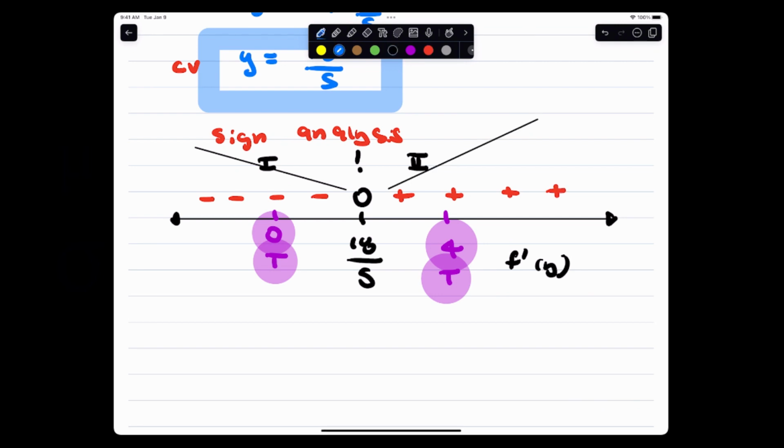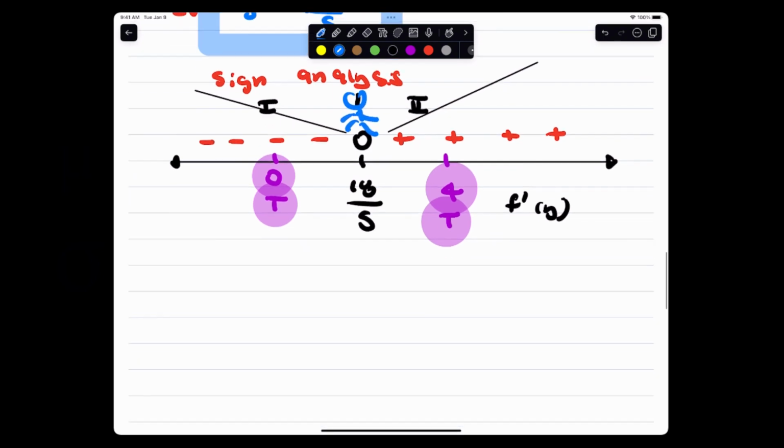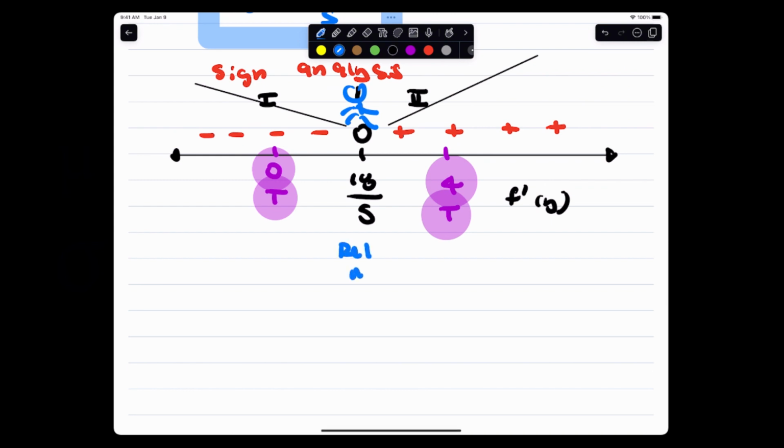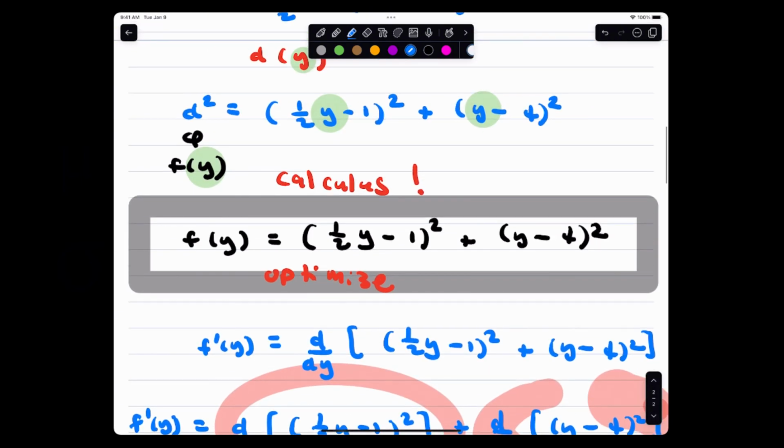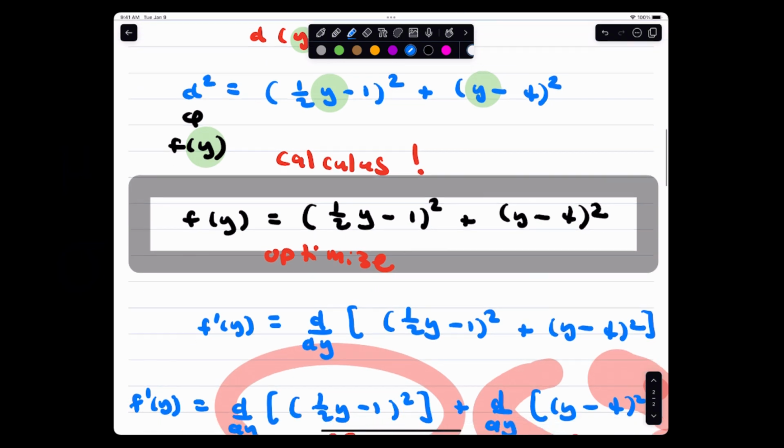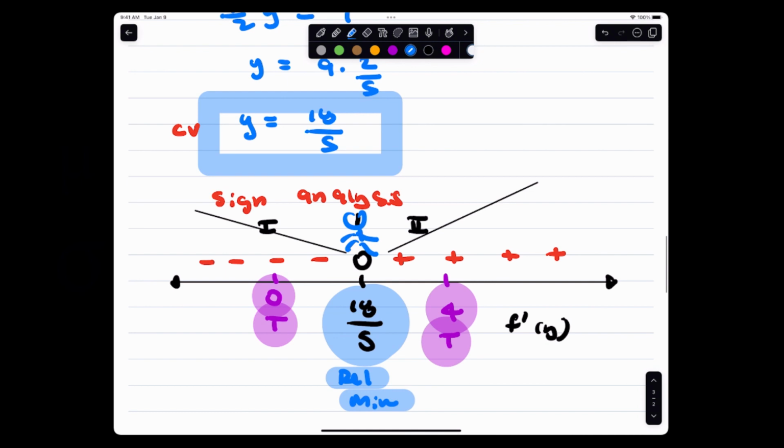What does that mean is happening right here at 18 fifths? This is a relative what? You have a relative min. So ladies and gentlemen, this is the value of y for which you have a relative min value. A relative minimum value for your function. 18 fifths for y. So it's a relative min for this function right here, f of y. So then you say, well, what in the world does that mean? This is a relative min.